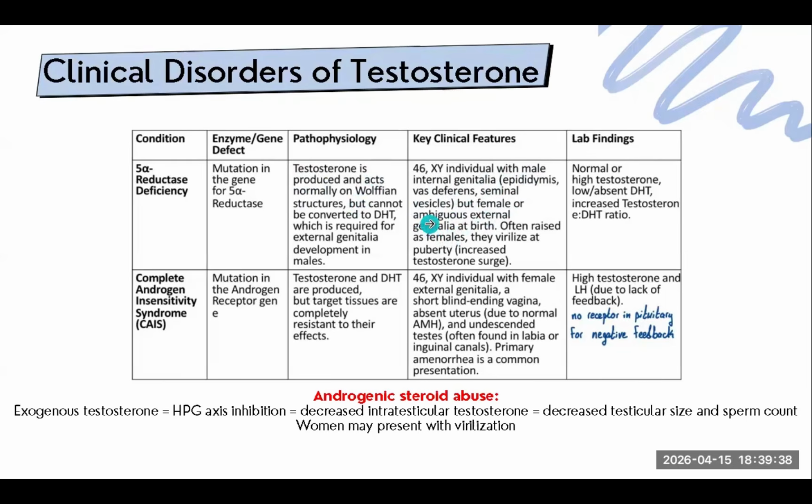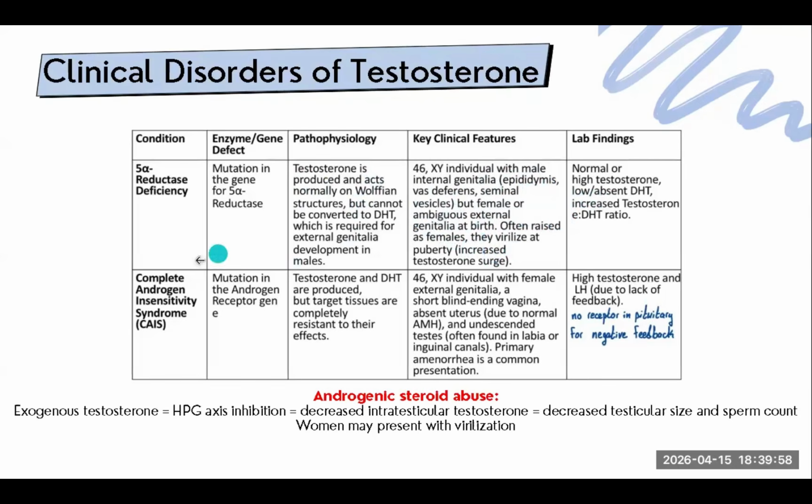Ambiguous simply means something in between male and female. Now, they're often raised as females and they virilize at puberty. Lab findings would show normal or high testosterone, low or absent DHT, and an increased testosterone to DHT ratio.